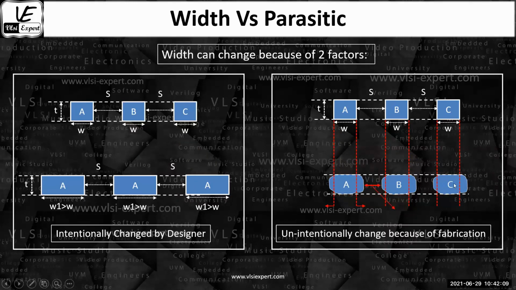So all the wire widths are increased. It can happen that one wire's width increases and another's decreases, or maybe both wires' widths decrease, but I'm just taking an example where all the wires' widths increase to the maximum level. Then you can see in this scenario your spacing is going to decrease. So width increases but spacing decreases, because that happened unintentionally, because of foundry fabrication.